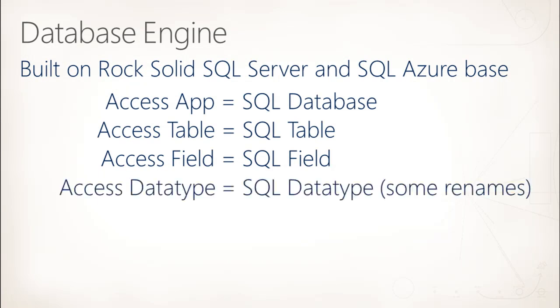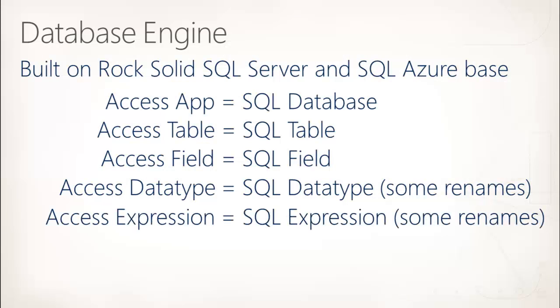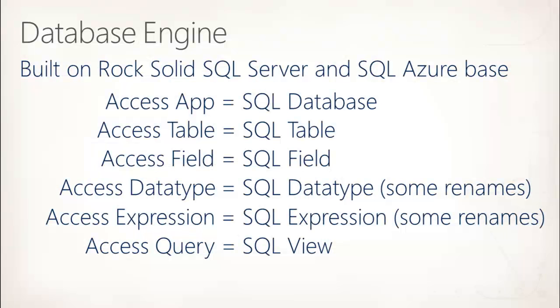Access data types are a subset of what's available in SQL. And we did rename a few. We thought that nvarchar wasn't the easiest to understand for end users, so we renamed that to short text. Expressions, we did a similar thing. It's subsetted to a degree. We also renamed a few things, such as the fact SQL doesn't have a Boolean type, and we want people to say yes or no. So we translate for the end user yes and no. So we put a very light veneer on top to help end users make sense of the SQL world. Access queries become SQL views, one for one.